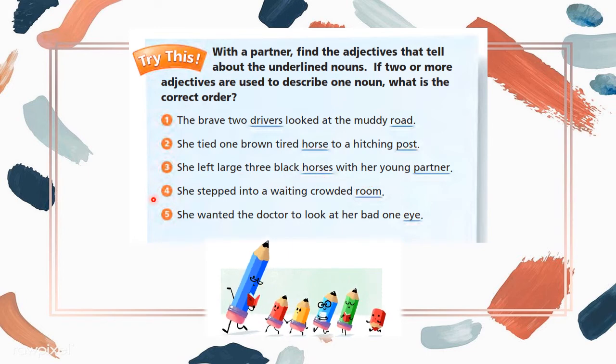Number 4: she stepped into a waiting crowded room. So how should you arrange these 2 adjectives describing the kind of room that you have?